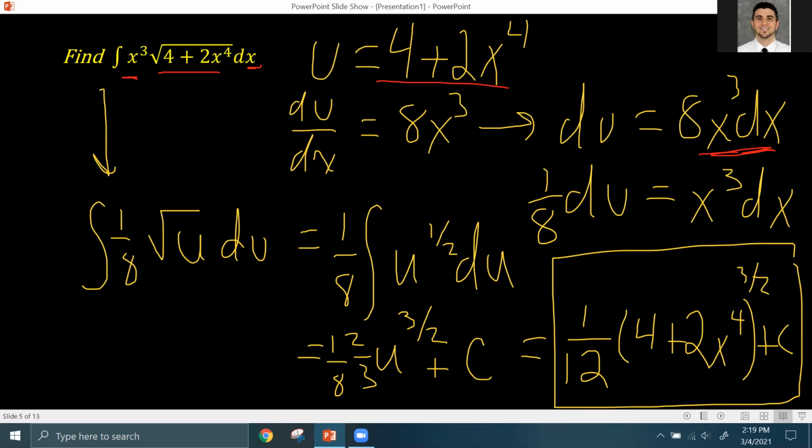So remember a couple things here. You can use this as kind of a reverse chain rule, but make sure everything substitutes and your final answer is in terms of the variable that you started with, as in the case here, we started with x. So I hope that was helpful to you.